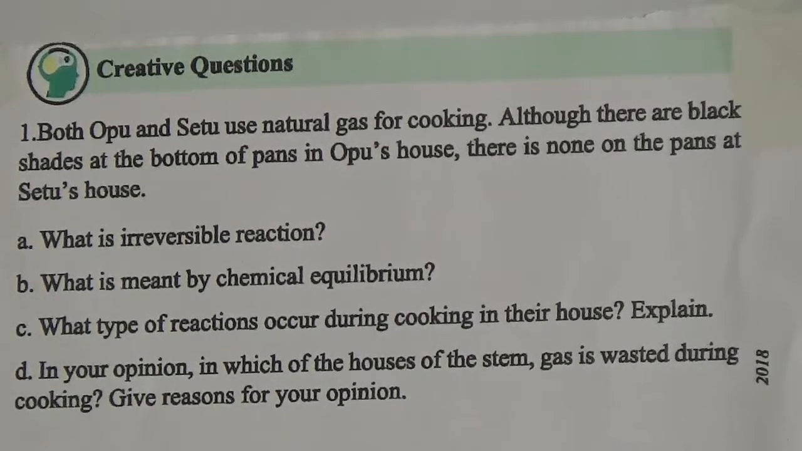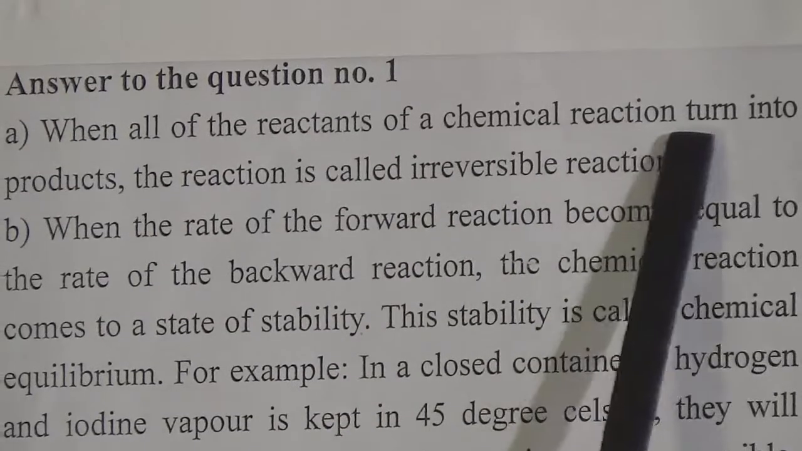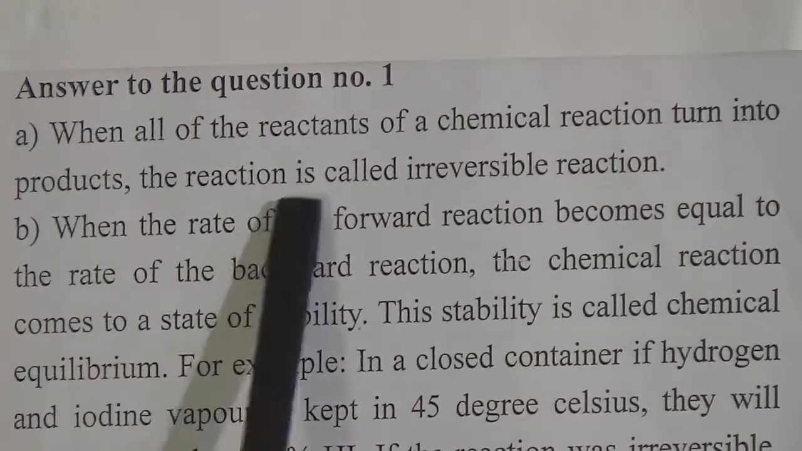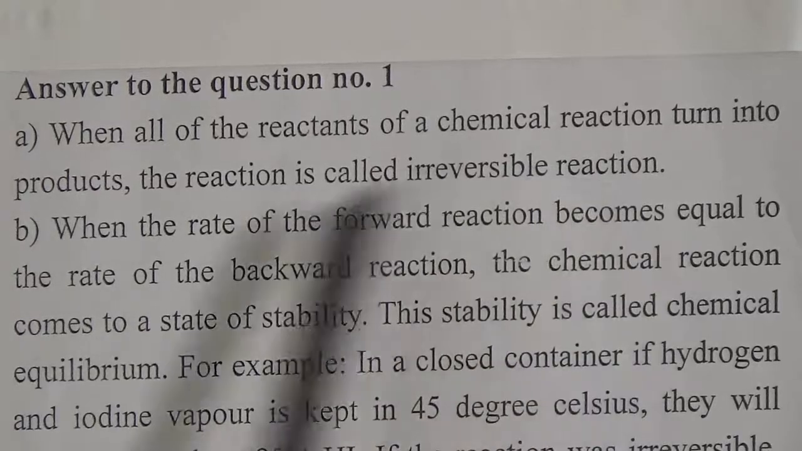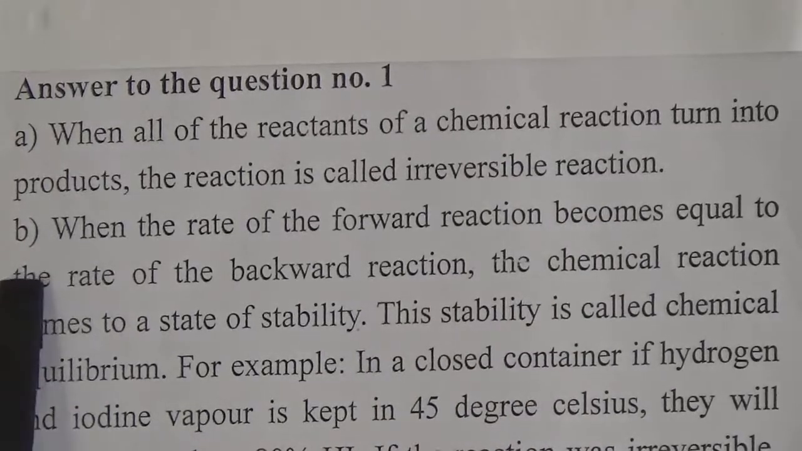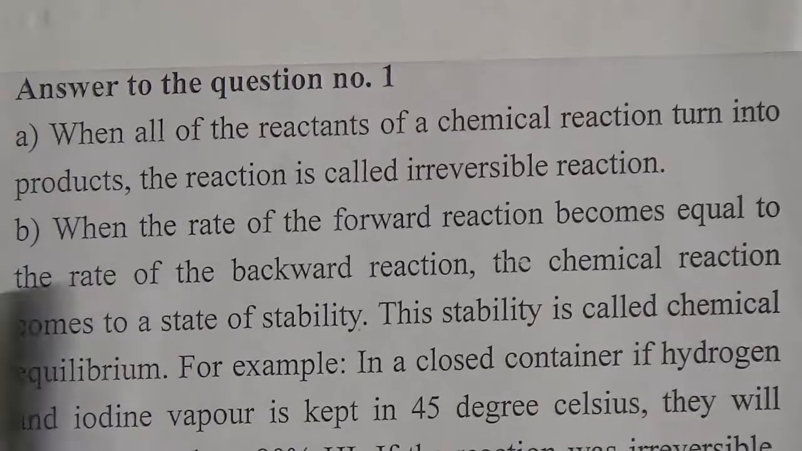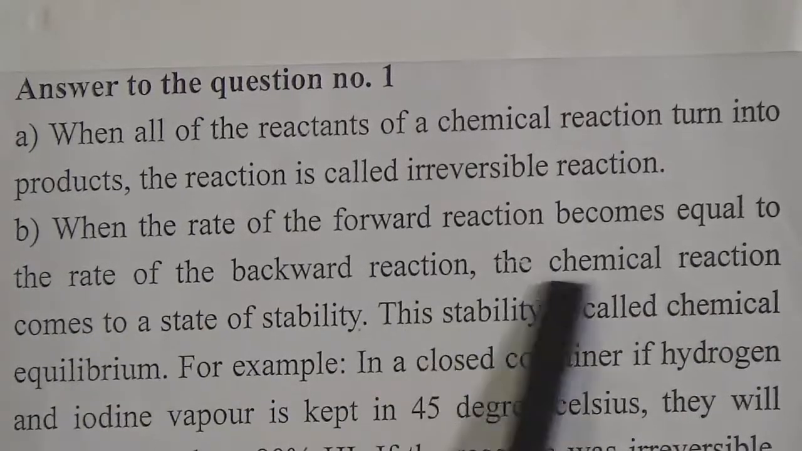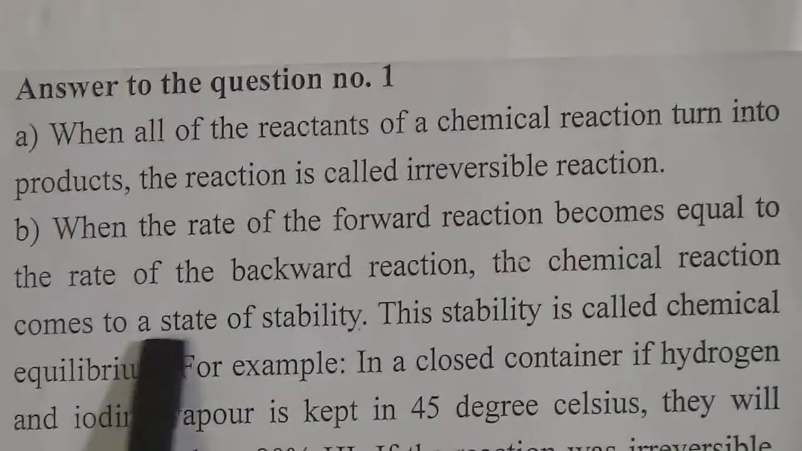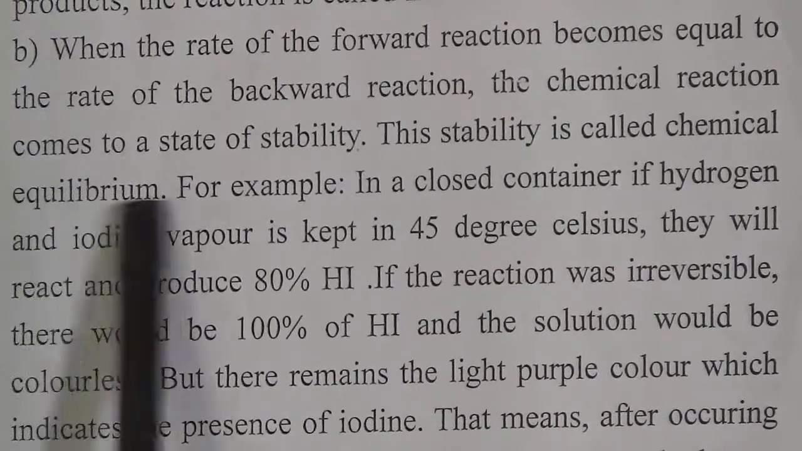The answer to the first one: when all the reactants of a chemical reaction turn into products, the reaction is called an irreversible reaction. Then come to the answer of B. When the rate of the forward reaction becomes equal to the rate of the backward reaction, the chemical reaction comes to a state of stability. This stability is called chemical equilibrium.